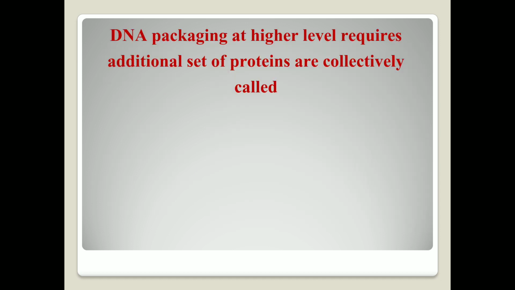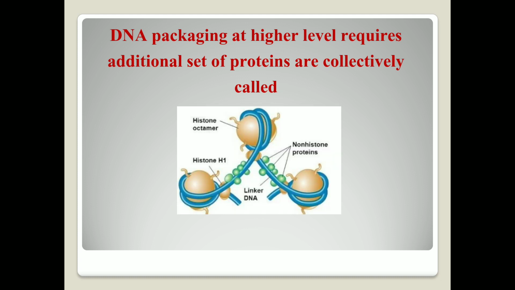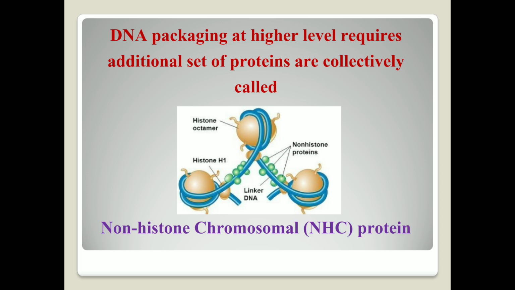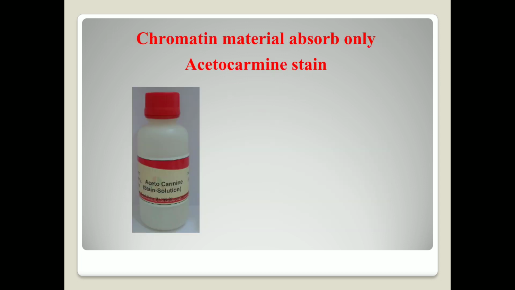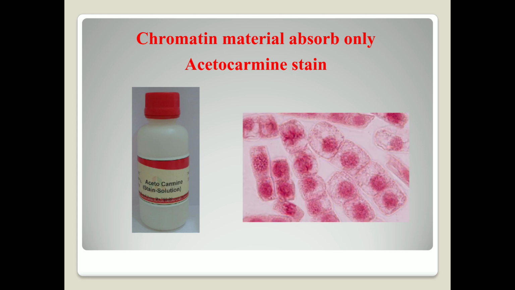DNA packaging at a higher level requires some additional proteins. These proteins are collectively called non-histone chromosomal proteins, or NHC proteins. Based on the staining mechanism, the chromatin material is of two types: euchromatin and heterochromatin. This staining process needs one stain, that is acetocarmine. This acetocarmine is useful for staining of nucleic acids. After absorbing this acetocarmine, the nucleic acids get color.